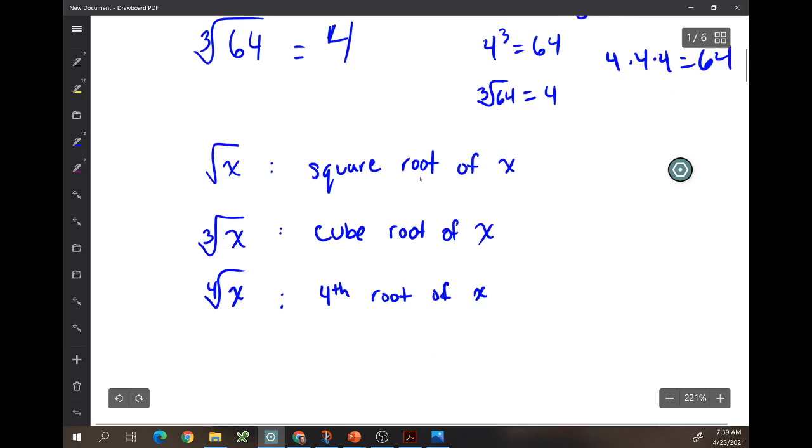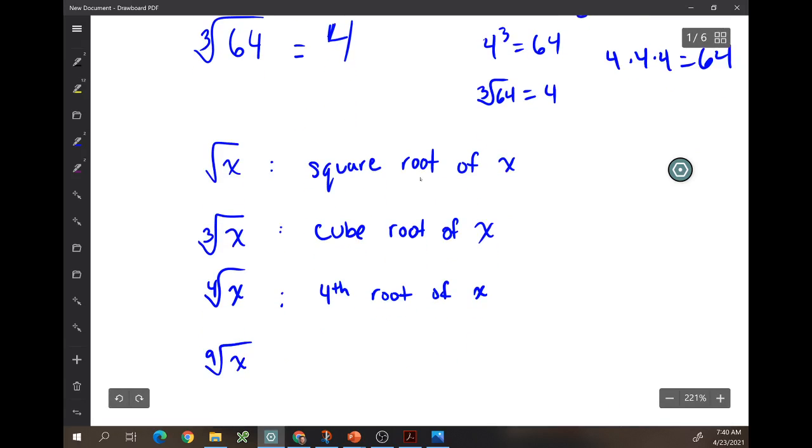So if I had, for example, let's say 9 square root of x, we would just call this the 9th root of x. So square and cube, we call that. But after that, we just call it 4th, 5th, 6th, 7th, and so on. All right, so that's the naming of them.